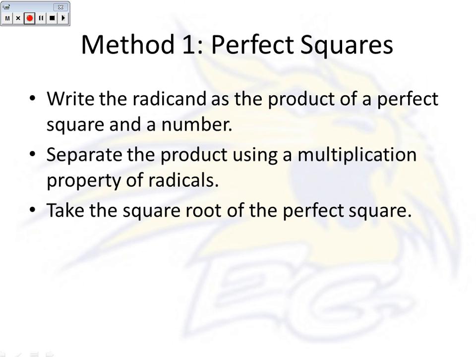There are two methods for doing this. The first one is to figure out what perfect squares are inside the radicand and then factor them out using a multiplication property of radicals. Now, this method really only works with square roots. Otherwise, you have to think about perfect cubes, or perfect numbers that have a degree of 4 or 5, depending on what your index is. So this method does have its flaws, but it is very quick if conditions are right.